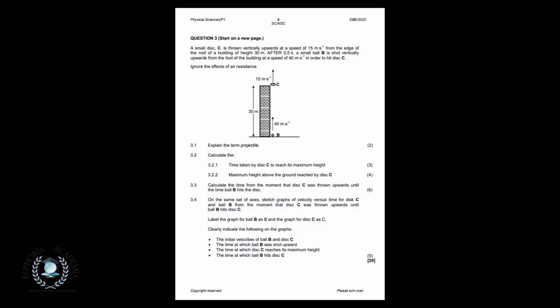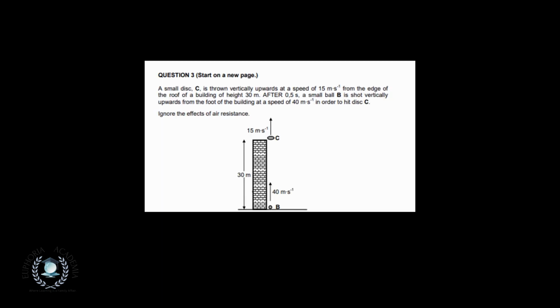Okay, so we're going to be looking at question 3. Now question 3 runs from 3.1 all the way to 3.4 and it holds a maximum of 20 marks. Question 3 is actually about projectile motion. We're told that a small disk C is thrown vertically upwards at a speed of 15 meters per second from the edge of the roof of a building, which has a height of 30 meters.